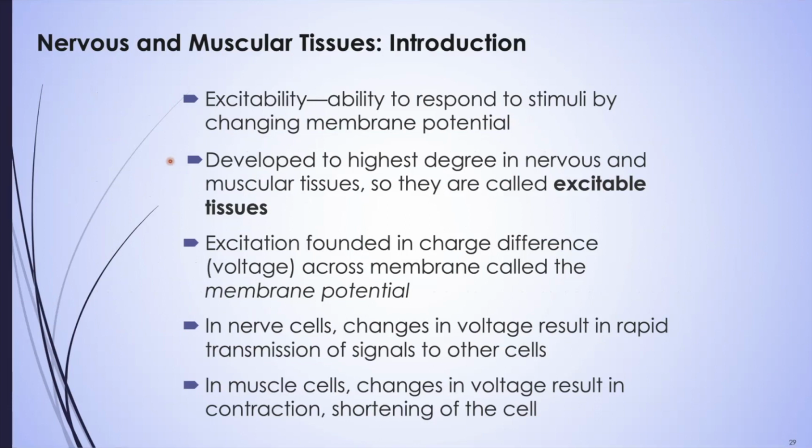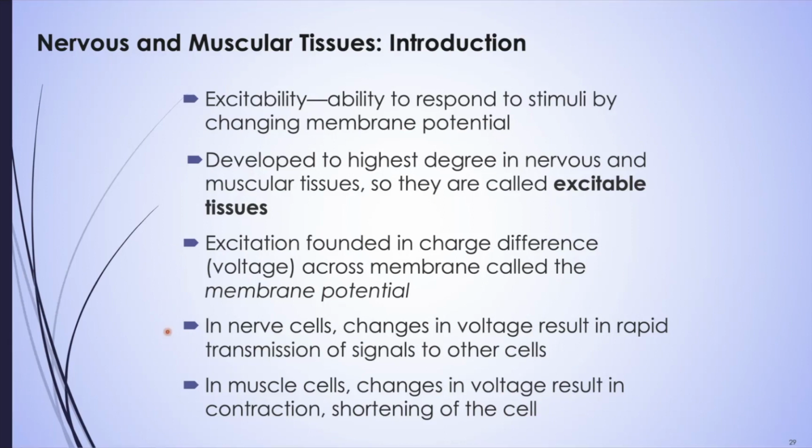Basically, it's developed to the highest degree in both nervous and muscular tissues. That is why they're called excitable tissues. That excitation is going to take place, and it's going to be found in the difference between the charge on different sides of the membrane. We're going to call that difference in charge or voltage a membrane potential.